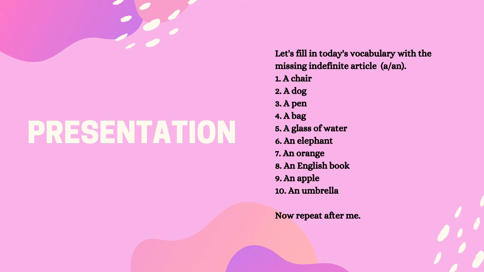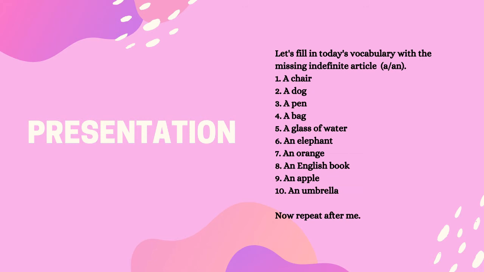So 1, a chair. 2, a dog. 3, a pen. 4, a bag. 5, a glass of water. The first 5 words have a consonant sound. That is why we are using a. 6, an elephant.